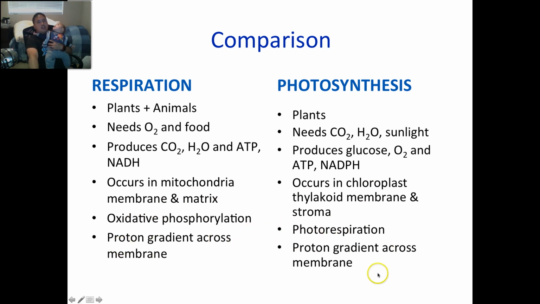And then for both of them, we talked about oxidative phosphorylation, we talked about chemiosmosis, where the H plus protons go up and outside and come back in and power the creation of ATP, and that happens in both processes. So that's it for this video.